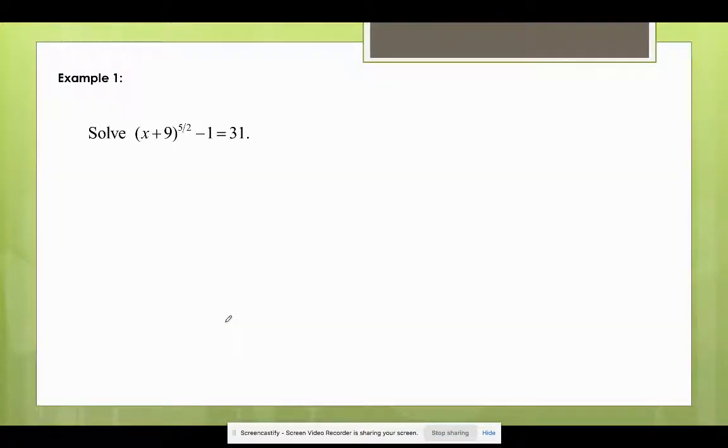Okay, example 1, radical equation. We have (x + 9) to the 5/2 minus 1 equals 31. First thing we're going to do in these problems is, as much as possible, isolate the radicals. So we're going to add 1 to both sides. If we do that, we get (x + 9) to the 5/2 equals 32.